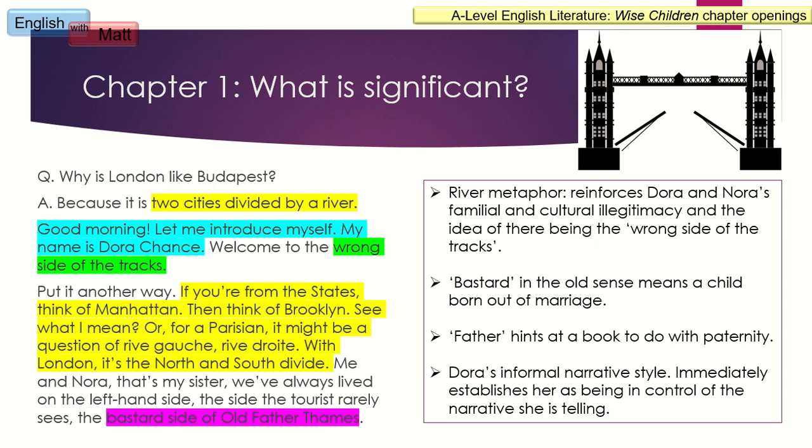In the blue section, we have Dora's colloquial and also very energetic style. "Good morning, let me introduce myself. My name is Dora Chance." So it's almost as if she is speaking directly to us. And of course, there is the argument that this novel would not work without Dora's narrative style. At the bottom of this extract, we have the expletive or the colloquialism bastard. And that, of course, nowadays is mainly used as an insult, but it stems from a word that meant a child that was born out of marriage or a child that was born out of wedlock, which Dora and Nora were.